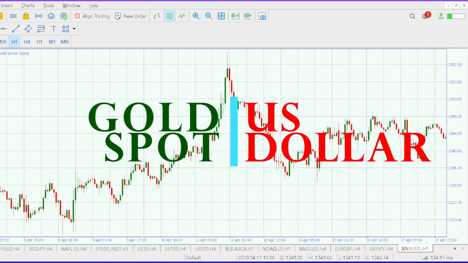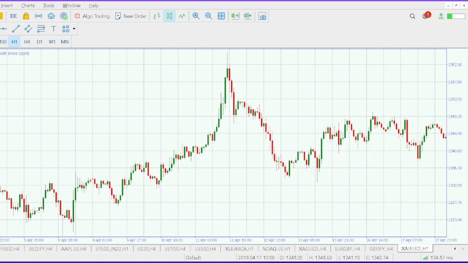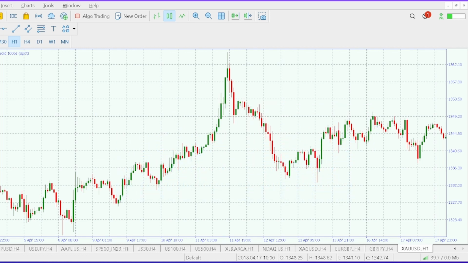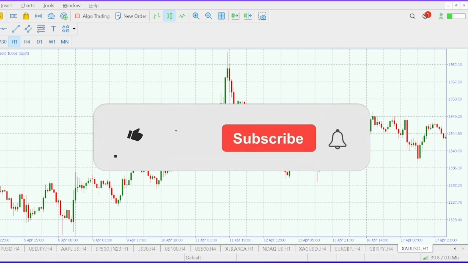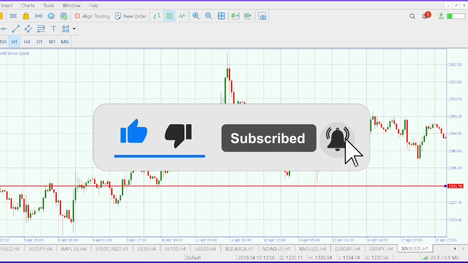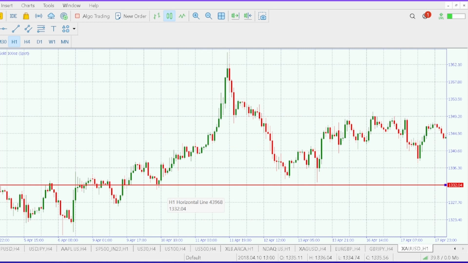Today we shall be looking at gold spot US dollar on the 1 hour time frame. And we shall be talking about double bottom. First and foremost, let's do the support, resistance level, and trend line. Resistance level that turned support, that was previously support.